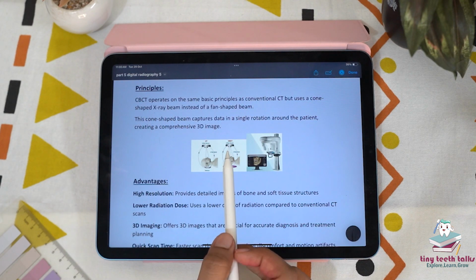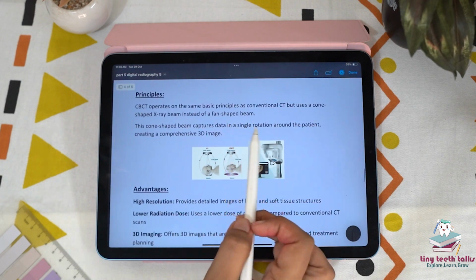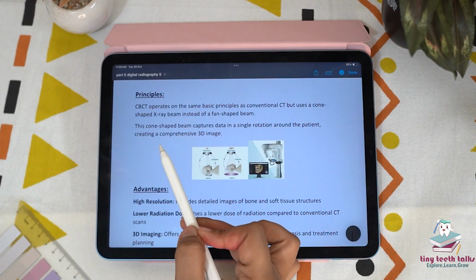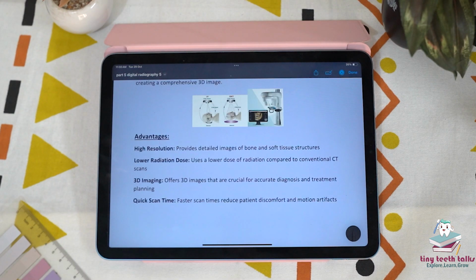Coming to the principles, CBCT operates on the same basic principle as a conventional CT but uses a cone-shaped beam, which captures the data in a single rotation around the patient, creating comprehensive 3D images. So basically, the X-ray source rotates around the patient's head, emitting a cone-shaped beam of X-rays, and the detector captures the X-rays that pass through the patient's head, converting them into digital signals, and a computer processes the signals to reconstruct a 3D image of the scanned area.